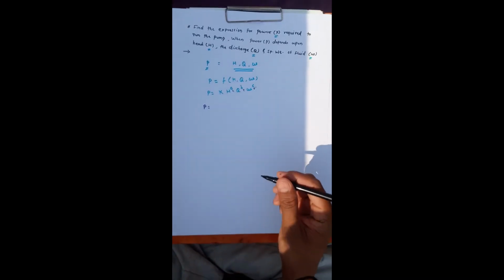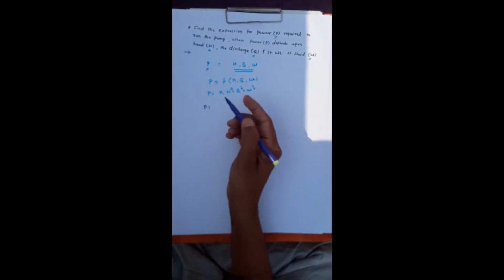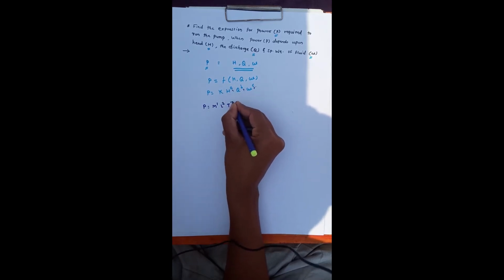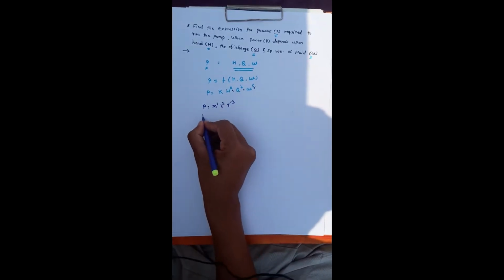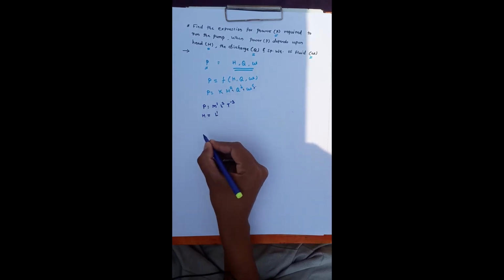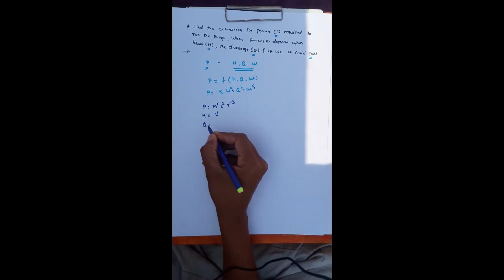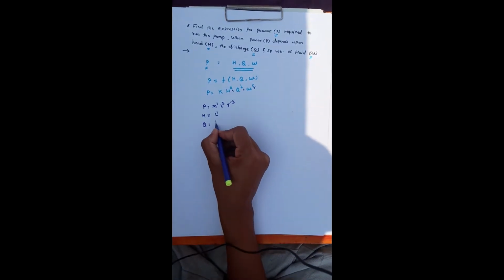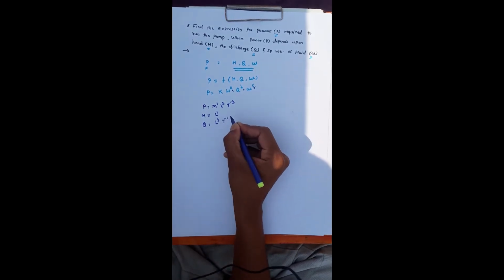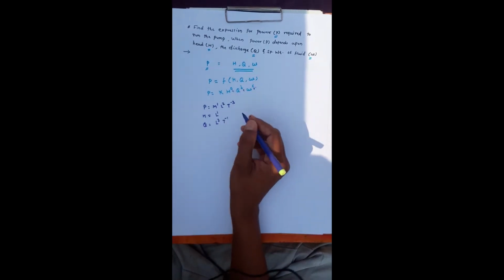So as power has the unit joule per second, the fundamental dimensions of power are M raised to 1, L raised to 2, and T raised to minus 3. Then head has the unit meter. Meter means in terms of length only, so the fundamental dimension will be L raised to 1. Discharge Q has the unit meter cube per second. Meter cube means length raised to 3, per second means time raised to minus 1. So that will be the fundamental dimensions of Q.